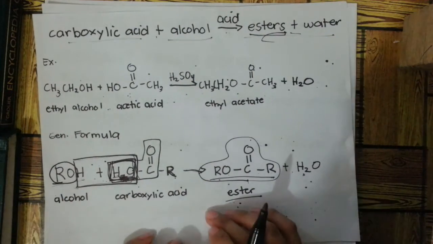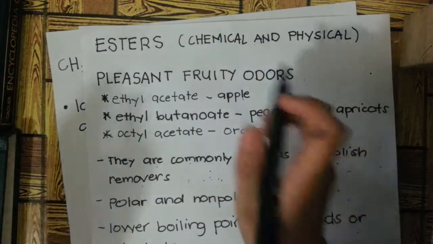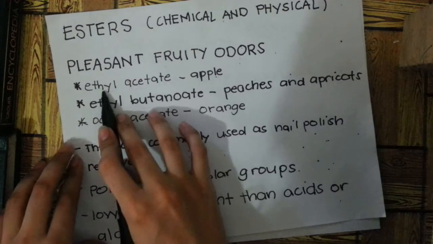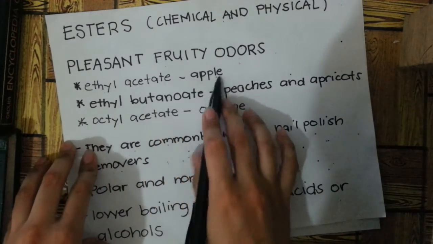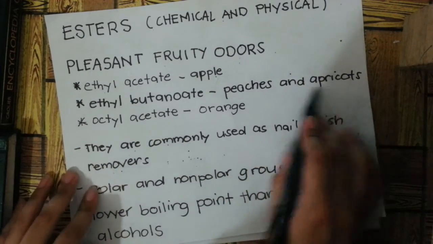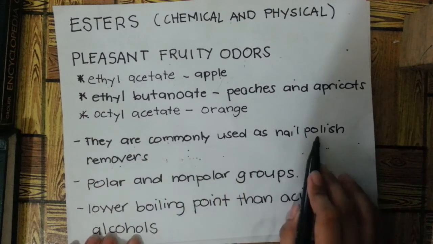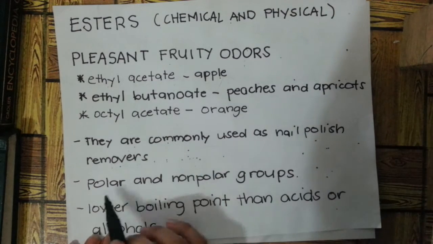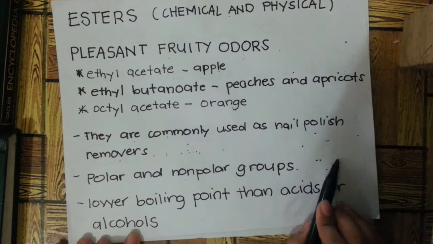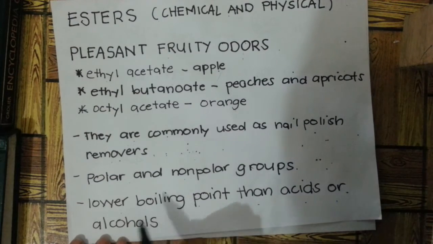So let's move on to the properties of esters. Esters have pleasant fruity odors. Ethyl acetate, for example, smells like apple, while ethyl butanoate smells like peaches and apricots, while octyl acetate smells like orange. They are commonly used as nail polish removers because of their polar and nonpolar groups, which makes them an excellent solvent. They also have a lower boiling point than acids or alcohols.